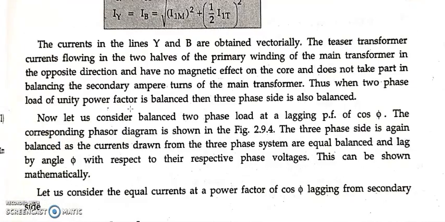So what happens there is, due to the flow of the current in opposite directions, there will be no effect on the magnet. That is, there is no magnetic effect on the core. So it does not take part in any balancing of the secondary current, as one cancels out the other, so it does not contribute towards the balancing of the load. That's why when a two phase load of unity power factor is balanced, then the three phase is also balanced. This is the verdict of this Scott connection.